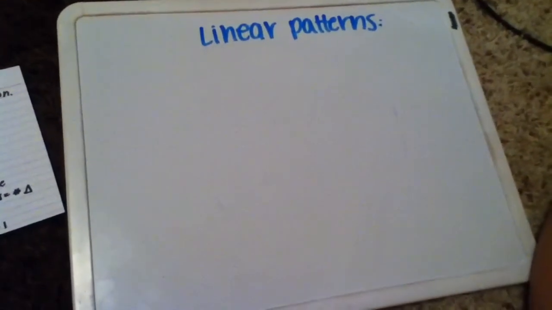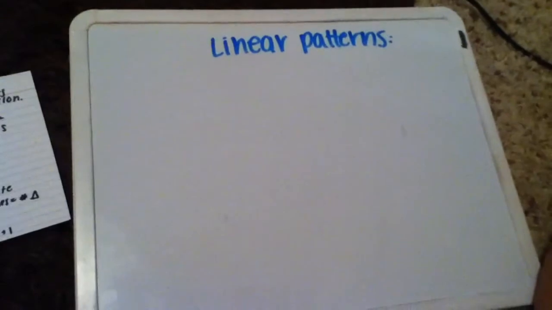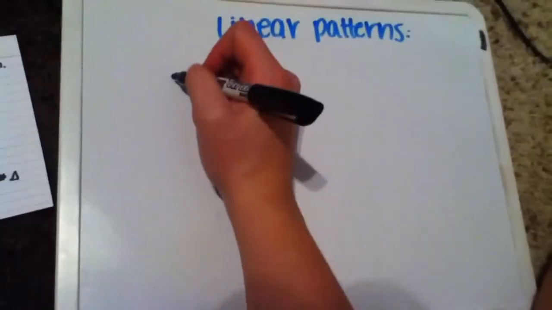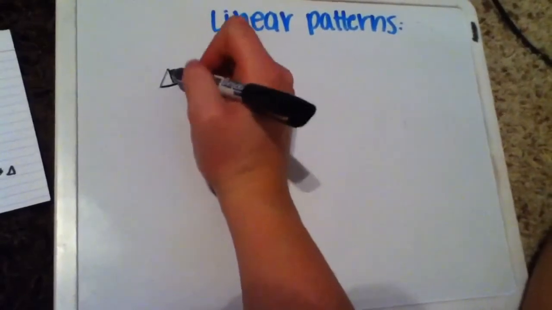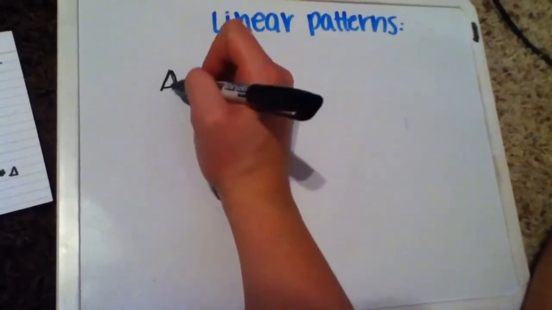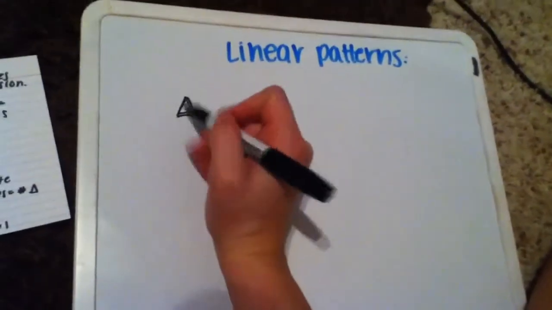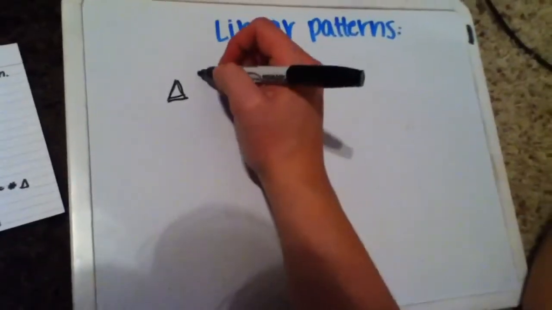The first thing we're going to look at today is linear patterns. We're going to use linear patterns so we don't have to write out each triangle in order to get the total. So these make it easier to just use an algebraic equation. We're going to make a rule for how many matches and triangles make up a certain number.